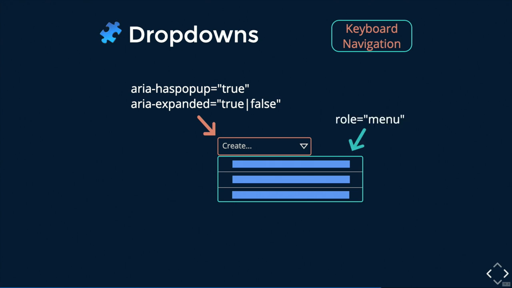The menu itself is going to have role equals menu. And the menu items will either have a role of menuitem or presentation. Presentation can be used when you have maybe like a heading or some kind of informational thing in the menu that is not an actually active element that you could select, right?